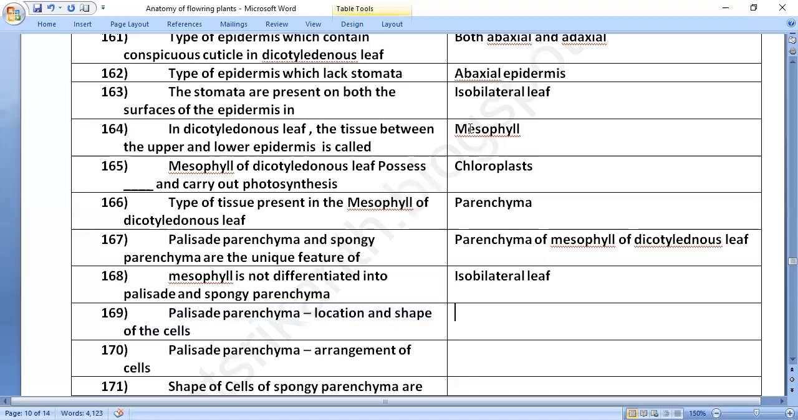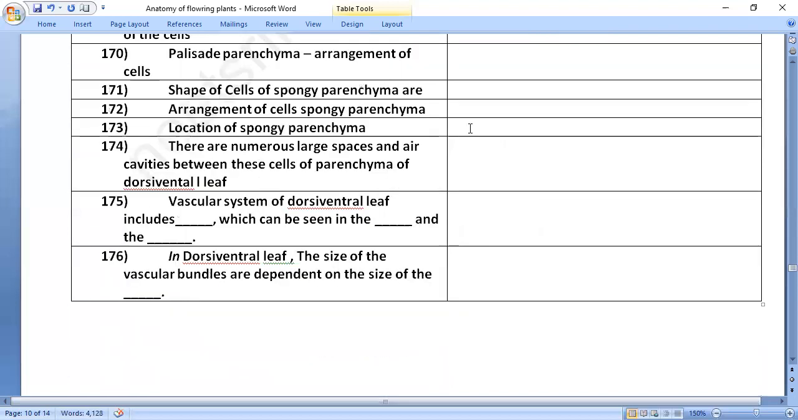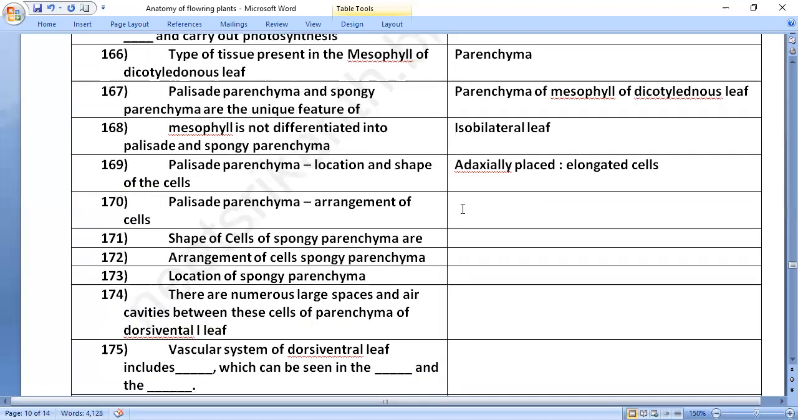Palisade parenchyma, location and shape of the cells: adaxially placed, and the cells are elongated. Arrangement of the cells: vertical and parallel to each other.